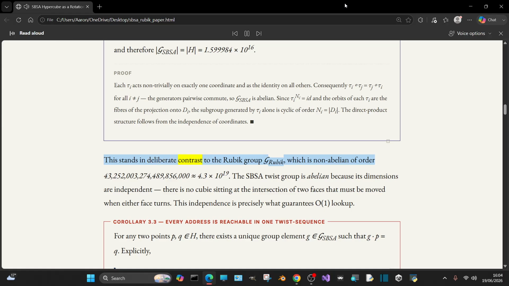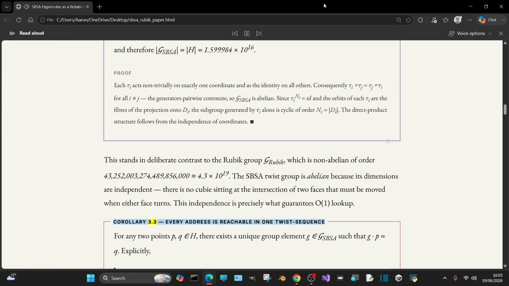This stands in deliberate contrast to the Rubik group, which is non-abelian of order 43 quintillion 252 quadrillion 3 trillion 274 billion 489 million 856 thousand, almost equal to 4.3 times 10^19. The SBSA twist group is abelian because its dimensions are independent. There is no cubie sitting at the intersection of two faces that must be moved when either face turns. This independence is precisely what guarantees O(1) lookup.